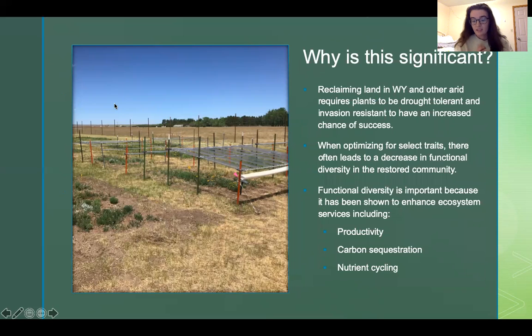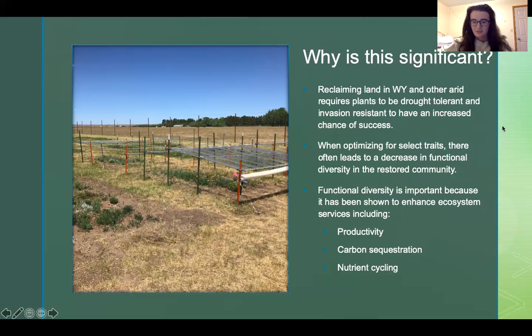I guess the main point of any research is, why do we care? Why is this important? Like I was mentioning in the beginning, drought and invasions are major threats to our lands, and especially in Wyoming, where we have energy use and so many people using land. And when we have to restore it, we want the restoration and the plant communities we develop there to survive. So we would want them to be optimized for drought tolerance and invasion resistance, so they don't fail to survive due to those major threats to the Western grasslands.